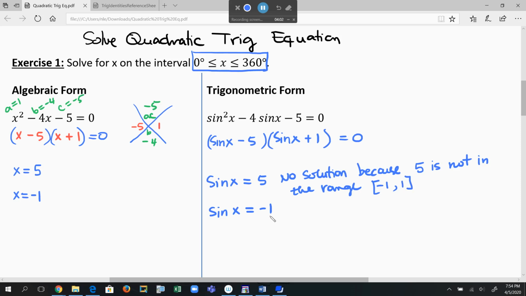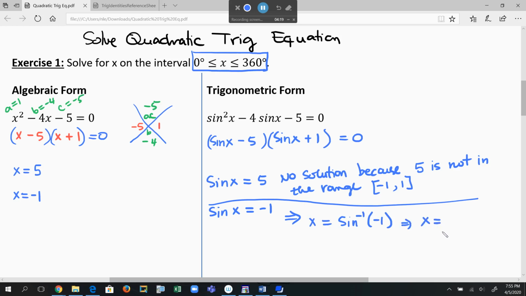Let's look at the next one. Here we can solve for x. Then x will be inverse sine of negative 1. Therefore x will be 270 degrees, because at 270 degrees, sine of 270 degrees gives us negative 1. So we can conclude that our solution is x equals 270 degrees.